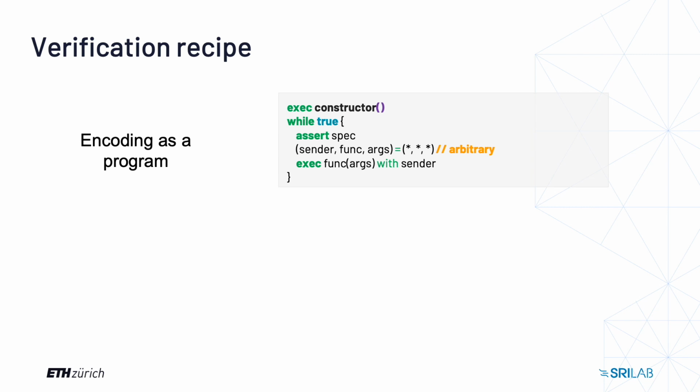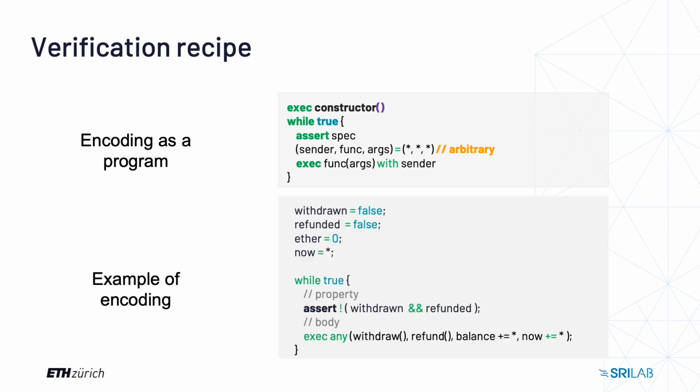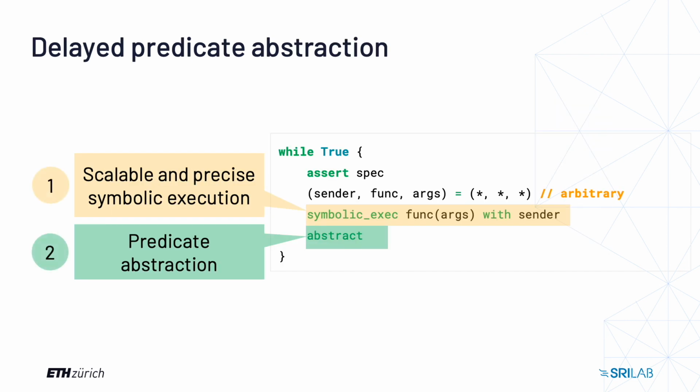For the example we used so far, the encoding will look like you see now below. The spec, a contract cannot be both refunded and withdrawn, will become an assertion, and the body will become an arbitrary function execution. To correctly represent Ethereum behavior, we added one more function there, the increment of the current time. The unresolved problem we have now is the infinite or very large state space of this program. Let's see how to deal with it. The first thing we do to shrink the state space is symbolic execution.